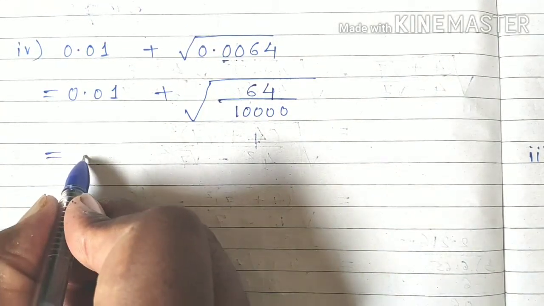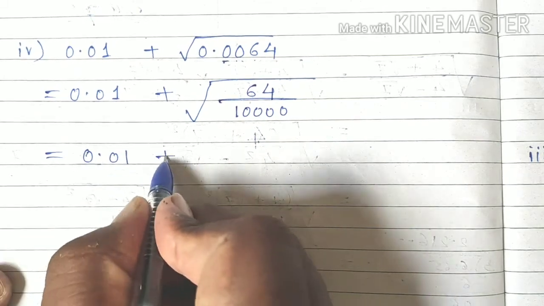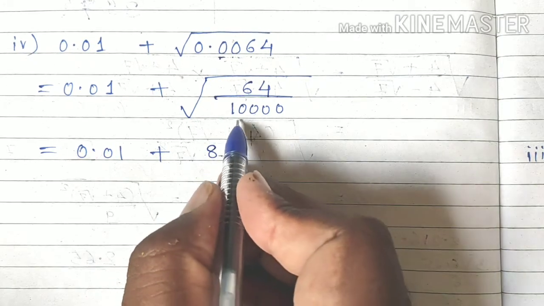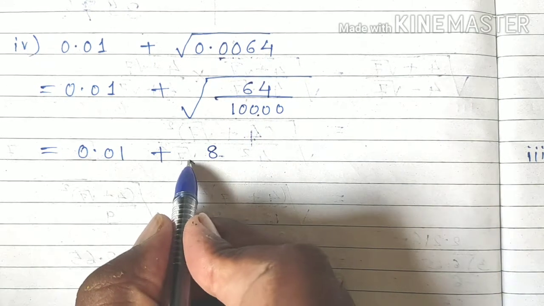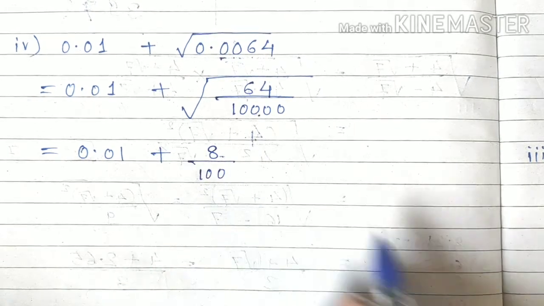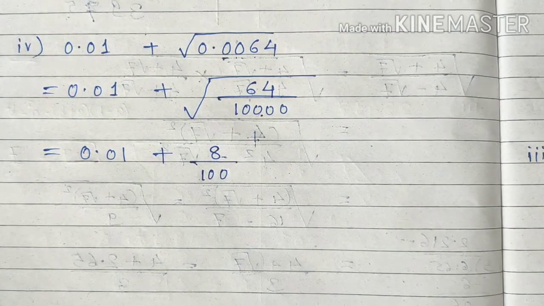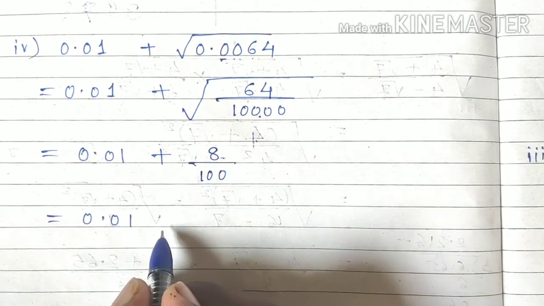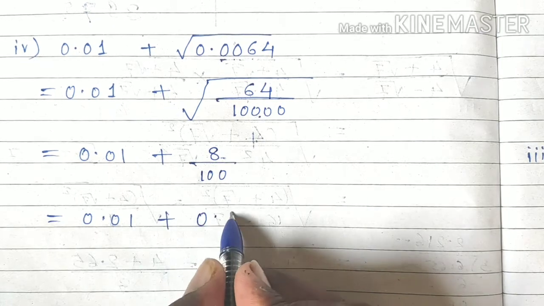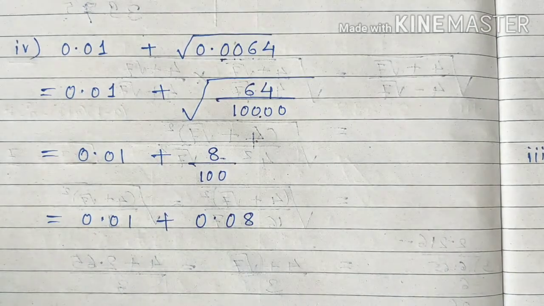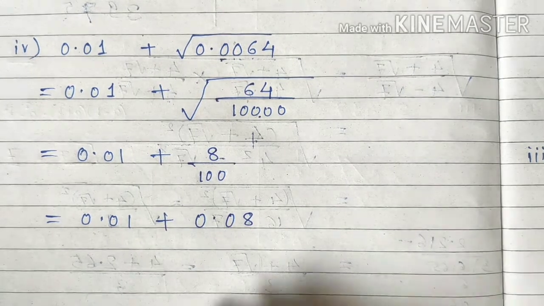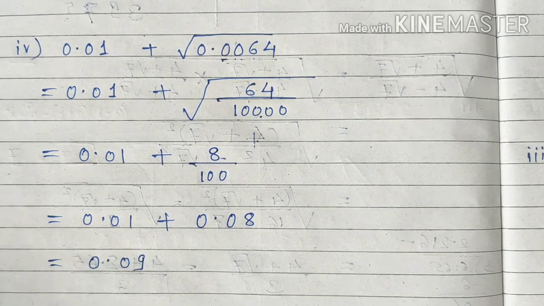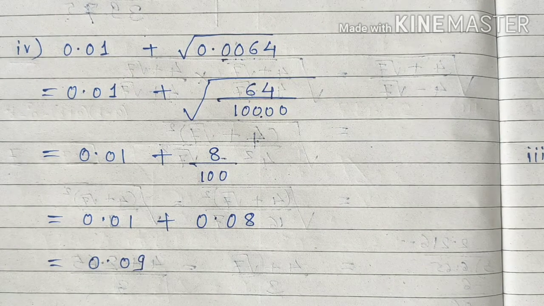Now, 64 is a perfect square of 8, and 10,000 is a perfect square of 100. So it becomes 8 upon 100, right? Or again, if we want to convert it into decimal, it will become 0.08. Got it? Addition of these two gives us 0.09. So 0.09 will be the final answer. Got it?